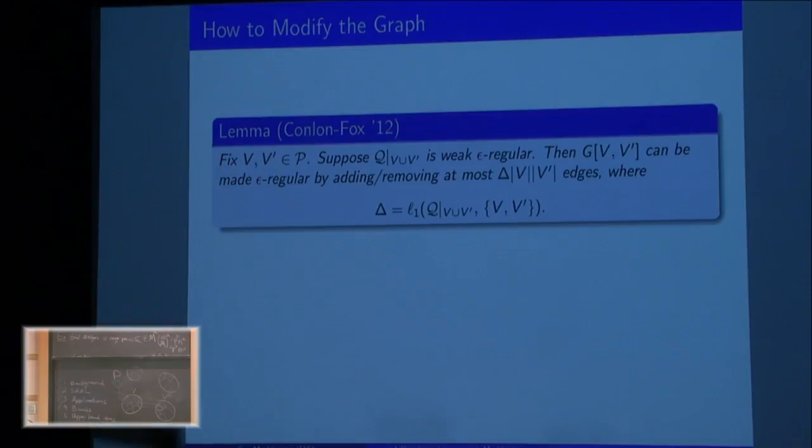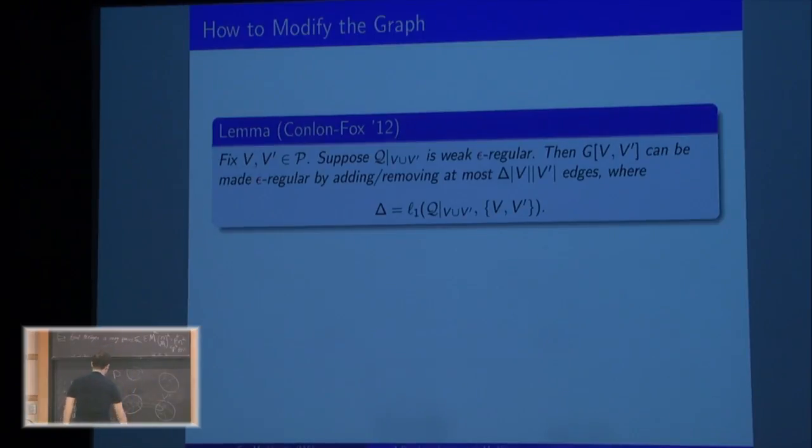This number is basically given by the normalized L1 distance. You take the average difference between the density of two clusters of U and the original density. Why is that? Where is this coming from? The intuition is kind of clear. Or specifically, what is the algorithm? How do you make this bipartite graph epsilon regular?